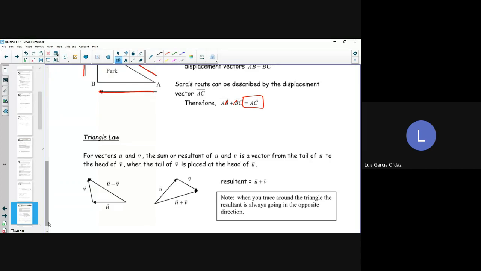So I have my vector U over here. This is my starting point, my tail. This is the head. And then vector V starts at the head of vector U and goes upwards like that. And then U plus V meets at the head of vector V. So vector U plus vector V is the resultant. When you trace around the triangle, the resultant is always going the opposite direction.